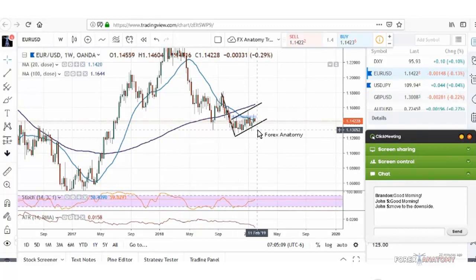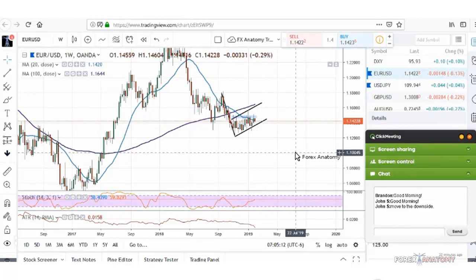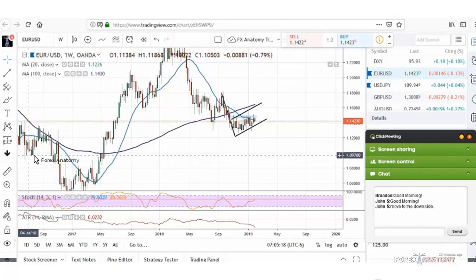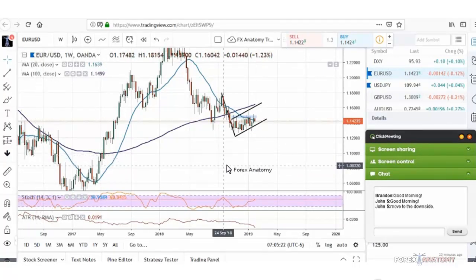So if we get a break and close below this trend line, we can see price drop all the way down to around the $1.10 level, where you have this candlestick right here and this support right around this area, this structure area right here. So there's a possibility that we may see that sometime this year.